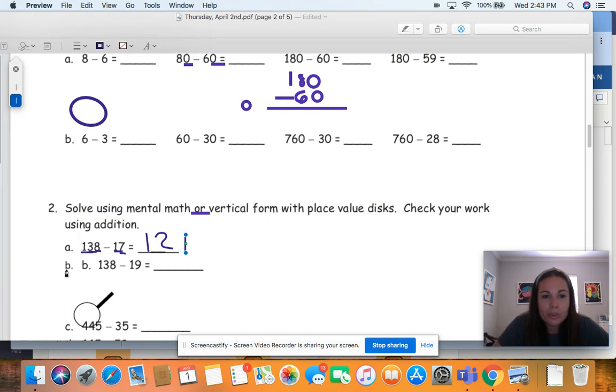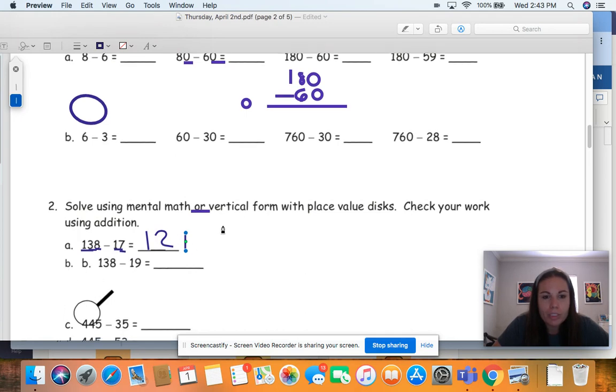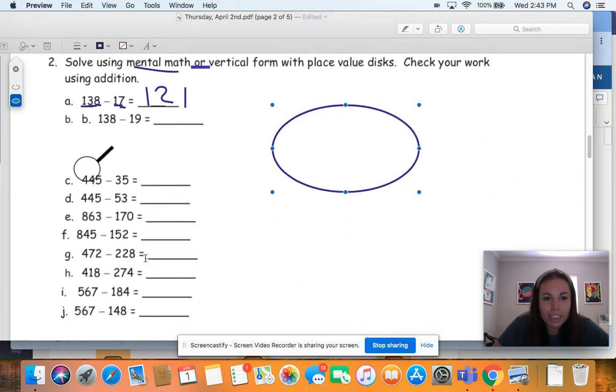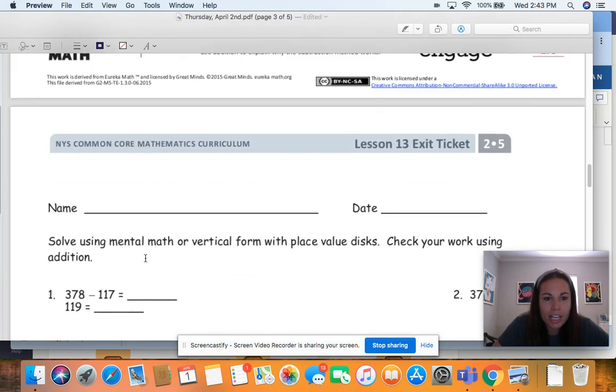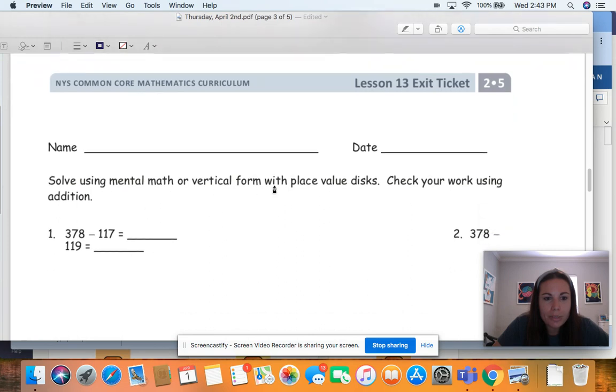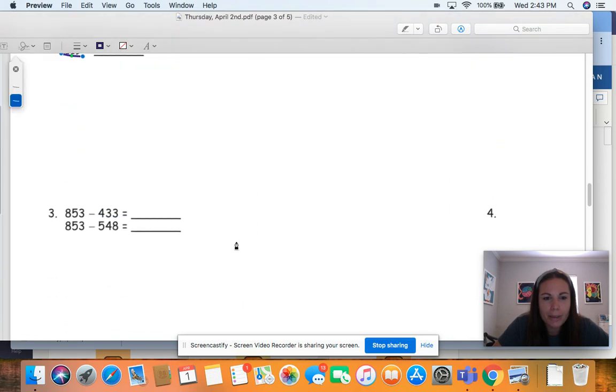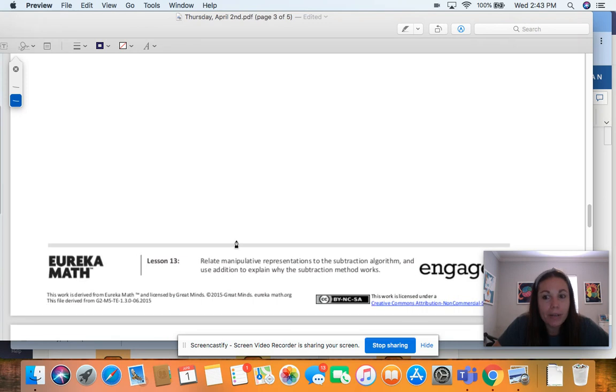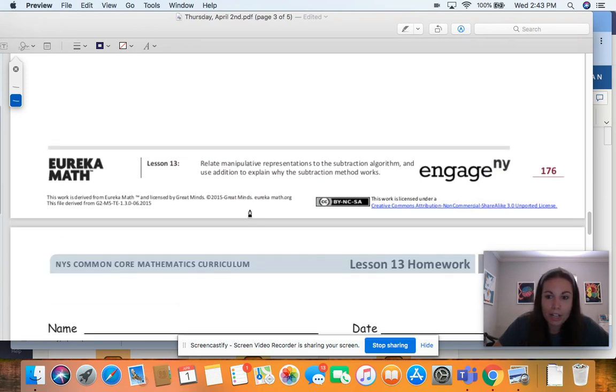So go through these questions here and figure out which ones you can do mentally and which ones you need to write out. If you need to write them up and down, you have all the space over here. That's what you're going to do on that side. On the next page, same thing, using mental math or vertically. This is 378 minus 119. Same thing over here, mental math or write it up and down.